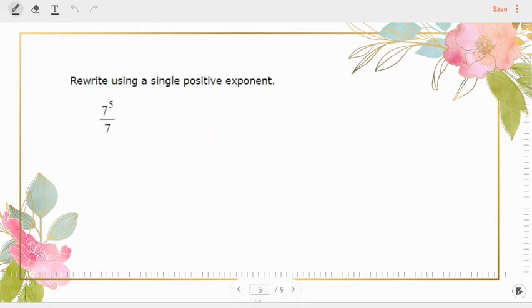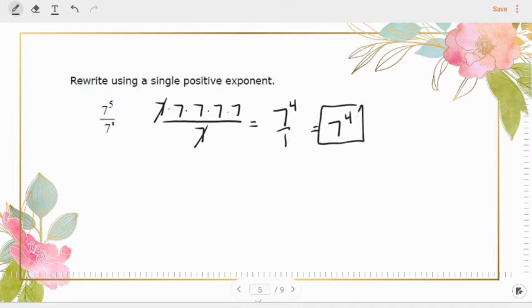So let's try that again. 7 to the 5th power is 7 times 7 times 7 times 7 times 7. That's 5 7s. There's no exponent in the denominator, and if there's not, there's an imaginary 1. I only have 1 7 in my denominator. The 7 at the top cancels out the 7 at the bottom, and I'm left with 7 to the 4th power over 1, which simplifies to 7 to the 4th power, which is my answer.